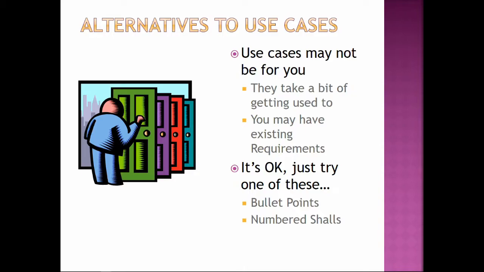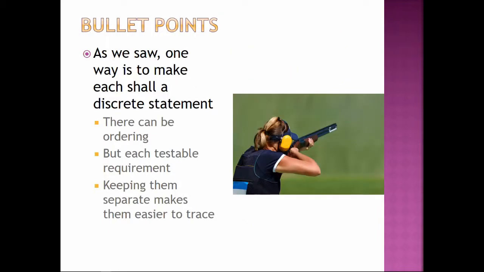So if you don't love use cases, you don't know how to use them, you don't feel like learning them right now, it's okay. You can take whatever approach works best for you. So the ones you probably are used to is seeing quote unquote bullet points, which typically have some numbering system that goes with them. Either they're part of a table with numbers, or they number them 1, 2, 3, 4, 5, or what I'll call numbered shalls.